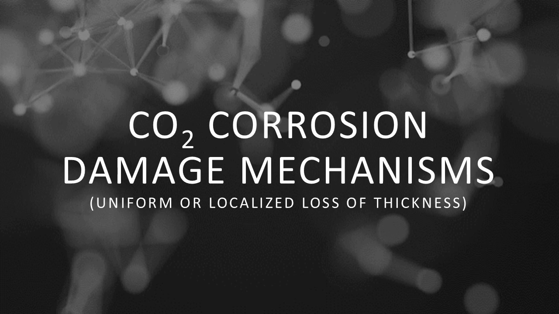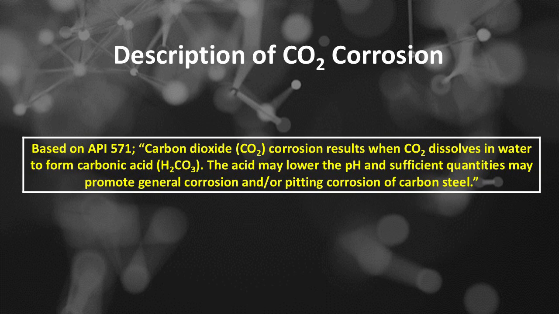CO2 corrosion damage mechanisms as a part of uniform or localized loss of thickness. Description of CO2 corrosion based on API 571: carbon dioxide or CO2 corrosion results when CO2 dissolves in water to form carbonic acid, or H2CO3. The acid may lower the pH and, in sufficient quantities, may promote general corrosion and/or pitting corrosion of carbon steel.